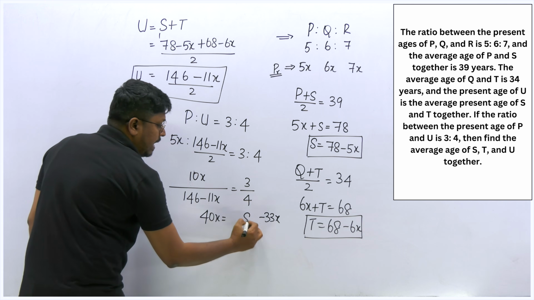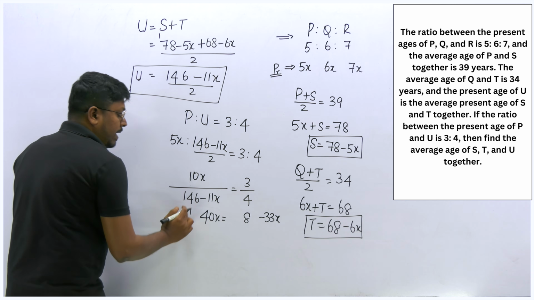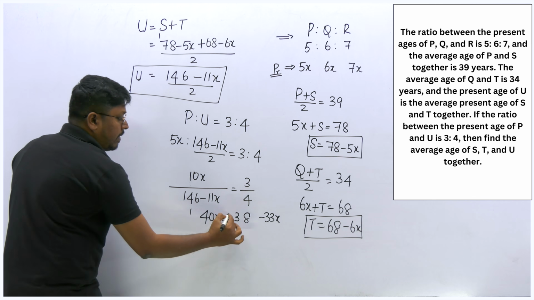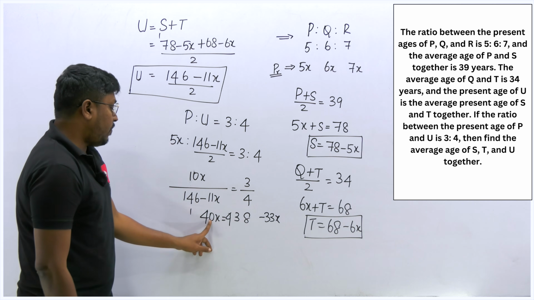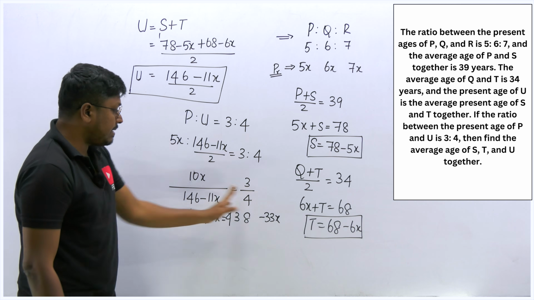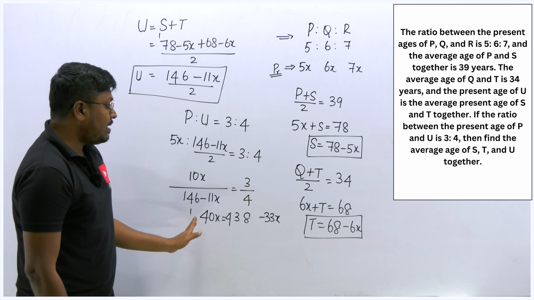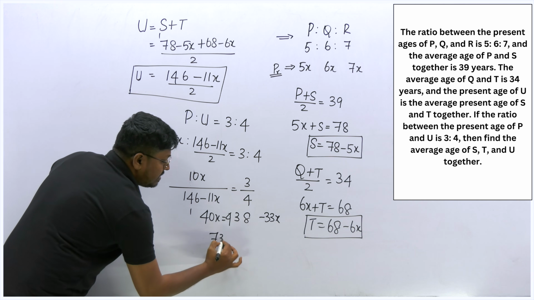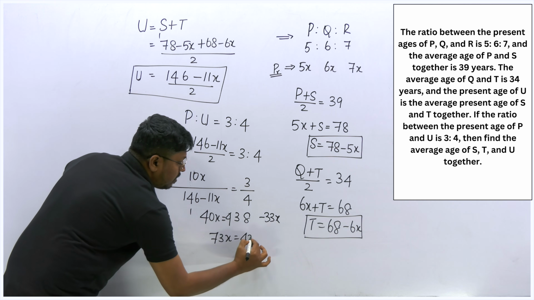Multiply by 3: 6 into 3 is 18, remainder 1, 12, 1, 13, remainder 1, so 438. So 40x, and when you bring this 33x towards the left-hand side, this will be 73x. So 73x equals 438.